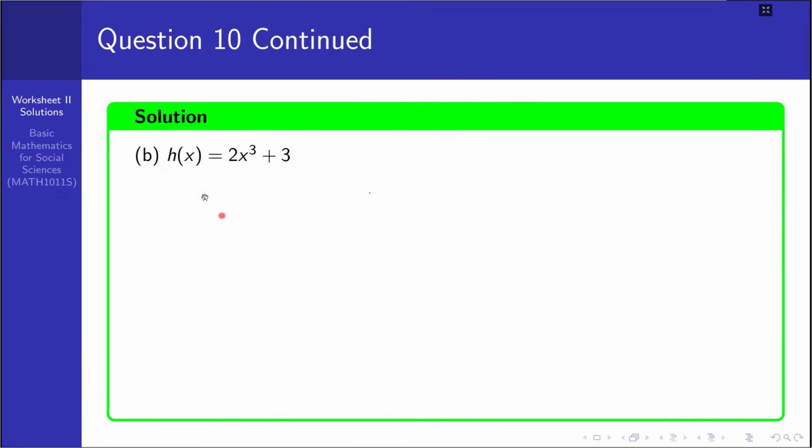Next, h of x is given to be 2x cubed plus 3, so that the inverse of this function could be, again, let h of x be y, so that we have y is equal to 2x cubed plus 3.